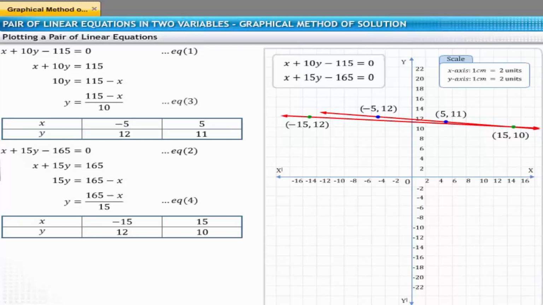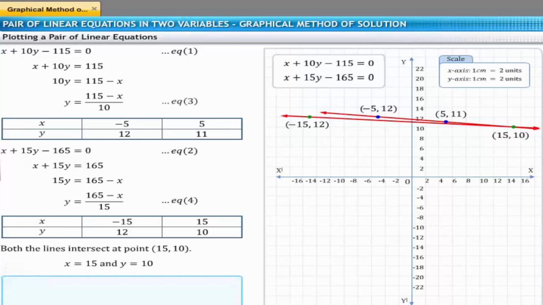As you can see, the two lines intersect each other at 15, 10. This is the solution of the two equations. It implies x is equal to 15 and y is equal to 10. Thus, the fixed component of the fare is 15 rupees and the variable component is 10 rupees.